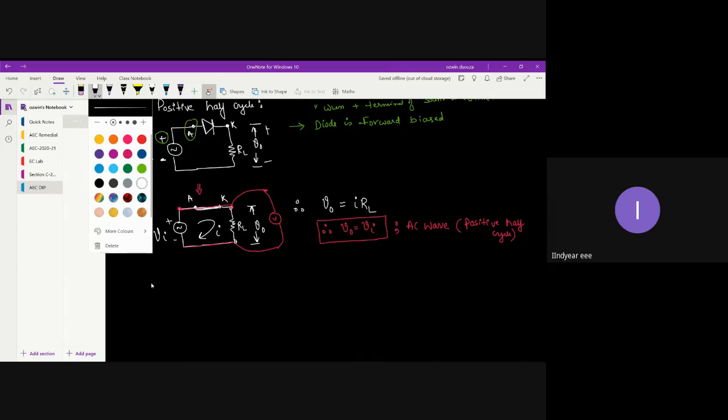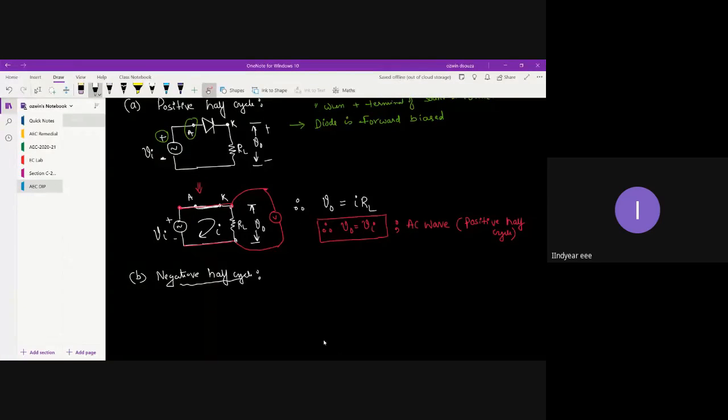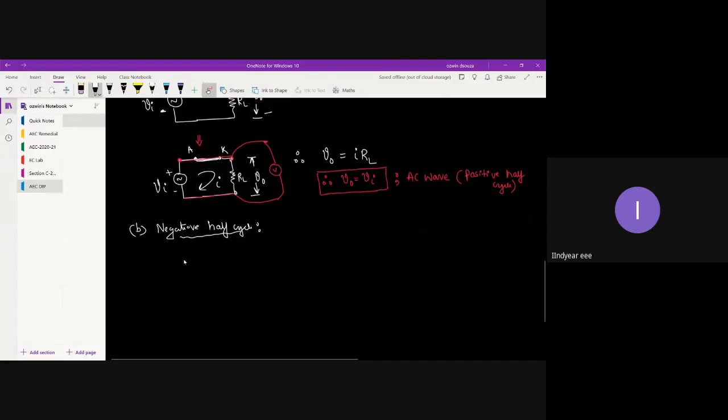Now let us see what will happen when you consider a negative half cycle. When you consider a negative half cycle, what do you need to do first? You need to change the polarity of the source, right? So this is how the polarity of the source is given for the negative half cycle. You have to invert the polarity. The diode connection remains the same. You have the anode terminal and then the cathode terminal, and it's connected to the load resistor RL as well.